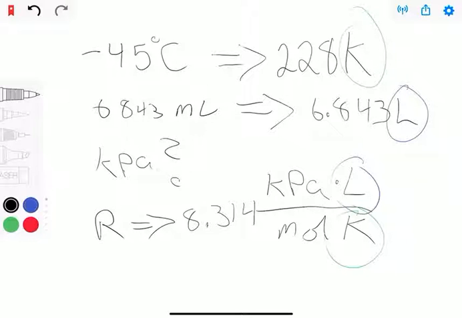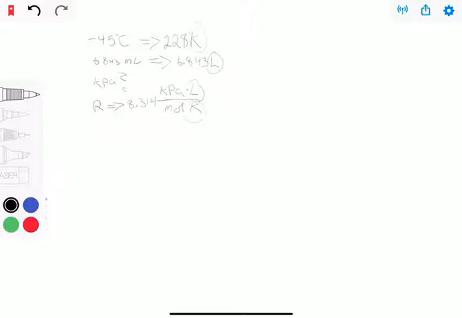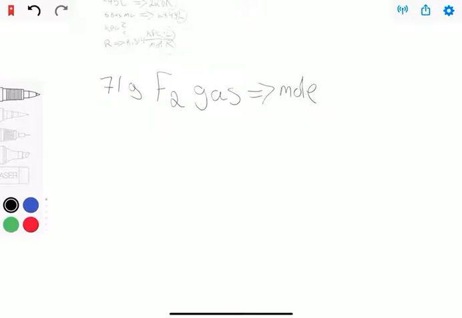We now have all the information turned into the correct units, except 71 grams. In the ideal gas law, we deal with moles. We need to turn it into mole. So to figure out how many moles that is, we need to find the molar mass, and that is directly correlated to the weight of the atom.